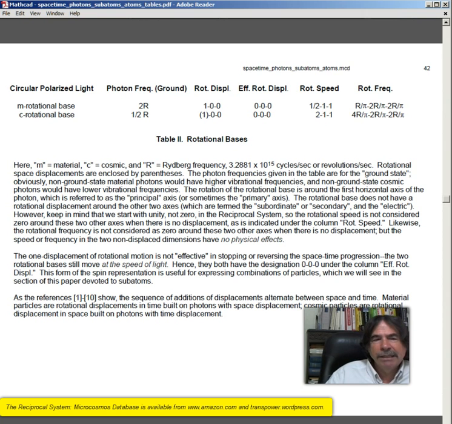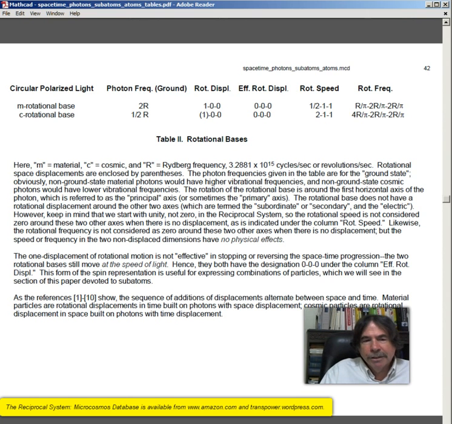But the speed or frequency in the two non-displaced dimensions have no physical effects. The one displacement of rotational motion is not effective in stopping and reversing the space-time progression. The two rotational bases still move at the speed of light. Hence, they both have the designation 0-0-0 under the column effective rotational displacement. This form of the spin representation is useful for expressing combinations of particles, which we will see in the section of this paper devoted to subatoms.